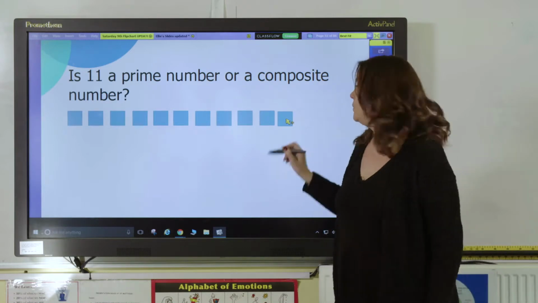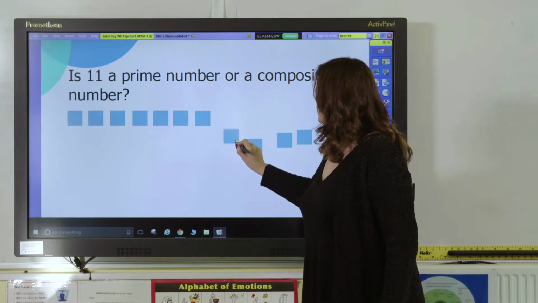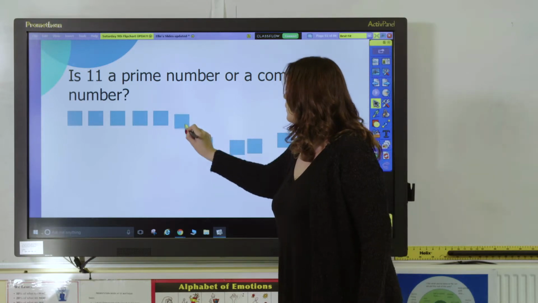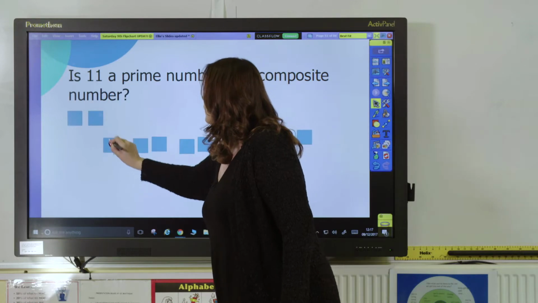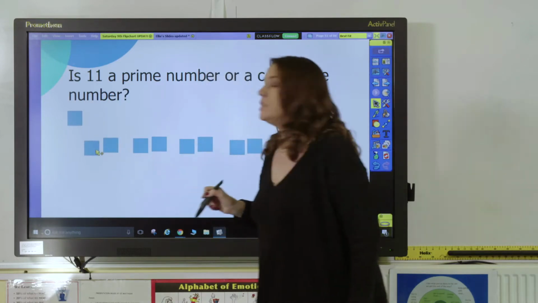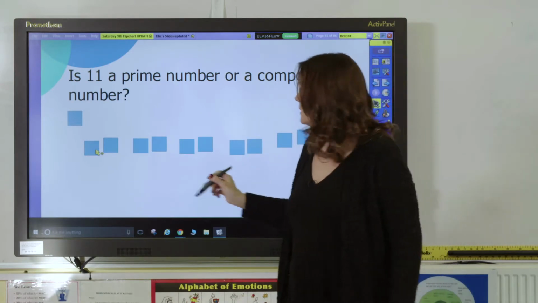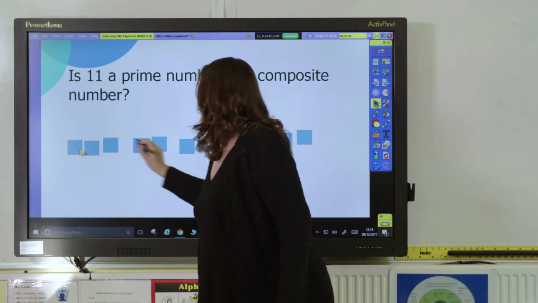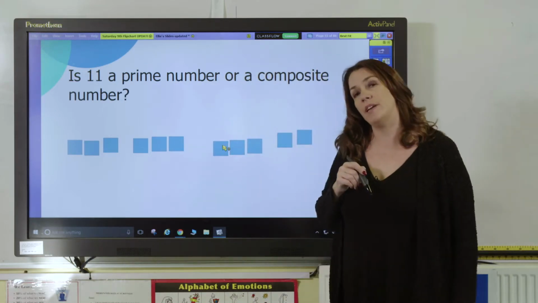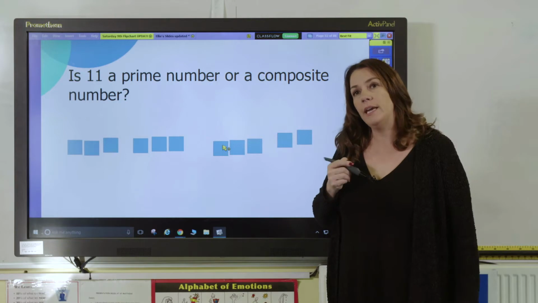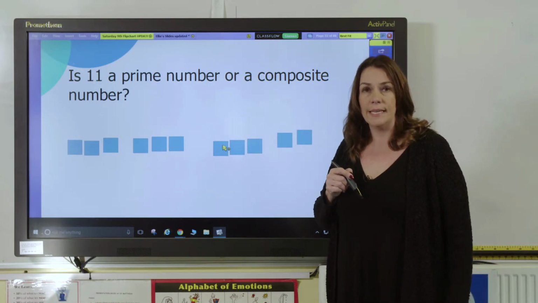Can we split them into twos? We can't split them into equal groups of 2 because we have a remainder. What about threes? We can't split them into threes because they have a remainder. So here from doing this, we can see that the only factors of 11 are 1 and 11, so it is a prime number.